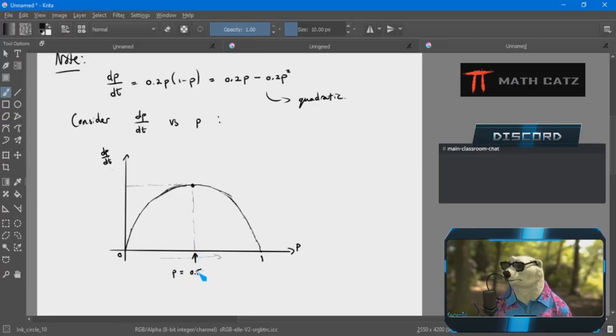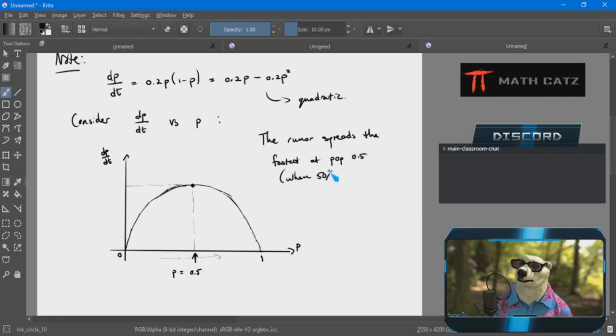That is when the population grows, the rumor grows the fastest. So the rumor spreads the fastest at population 0.5, which means 50% of the population knows the rumor. When 50% of the population knows the rumor.